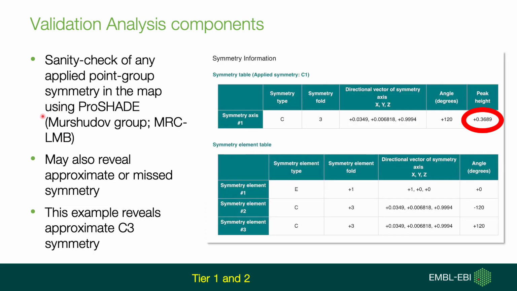And if not, what does it look like then? I mentioned the symmetry, so ProShade has been implemented, so that can be used for sanity checking applied symmetry, but it may also reveal approximate symmetry or symmetry that was missed in the map reconstruction.